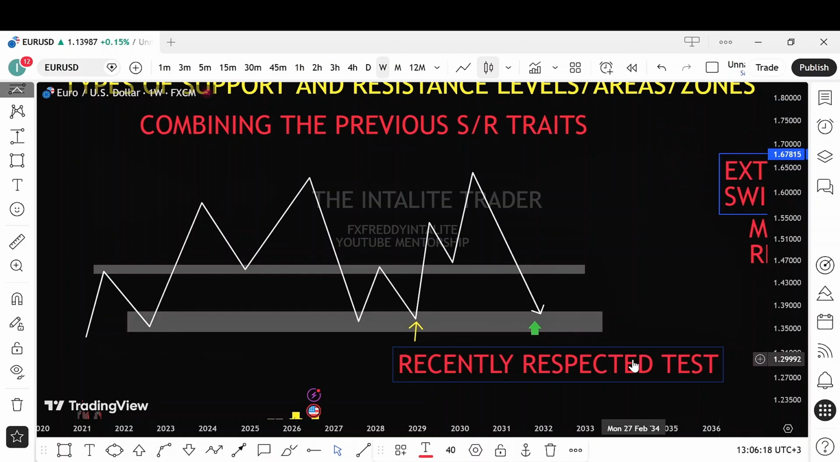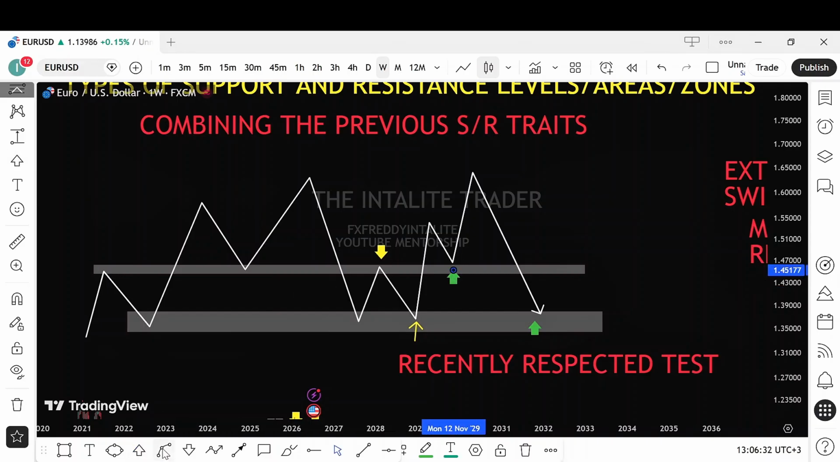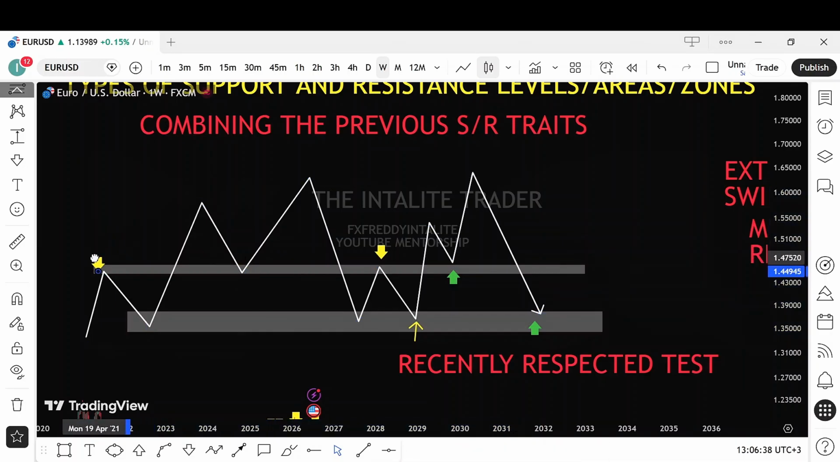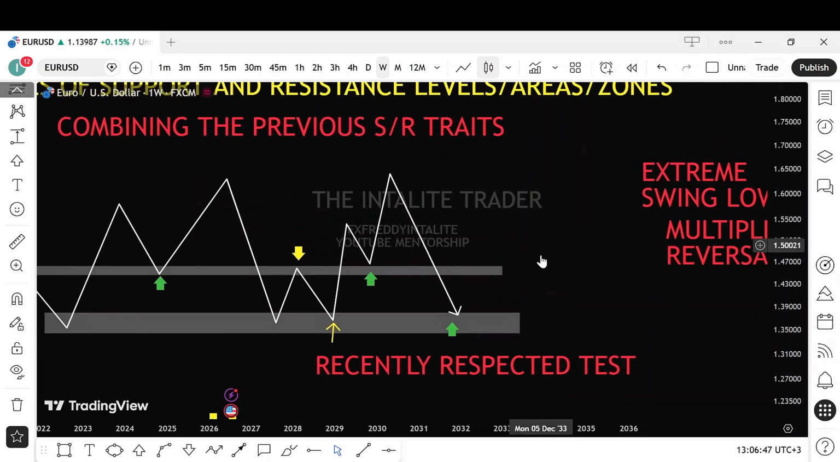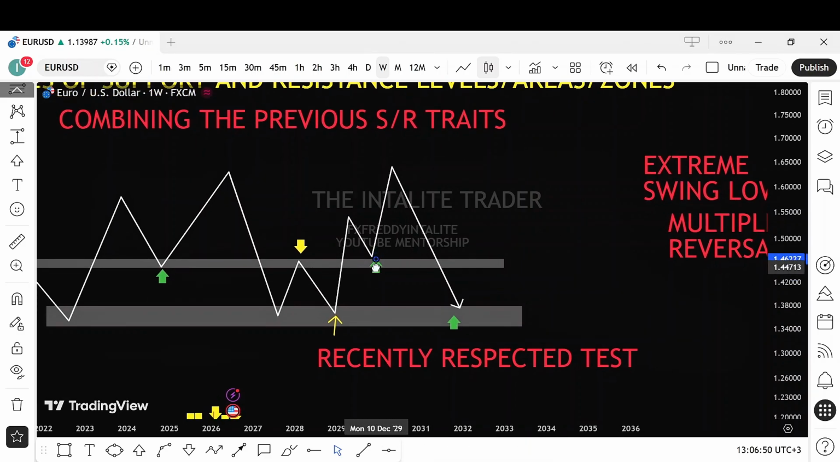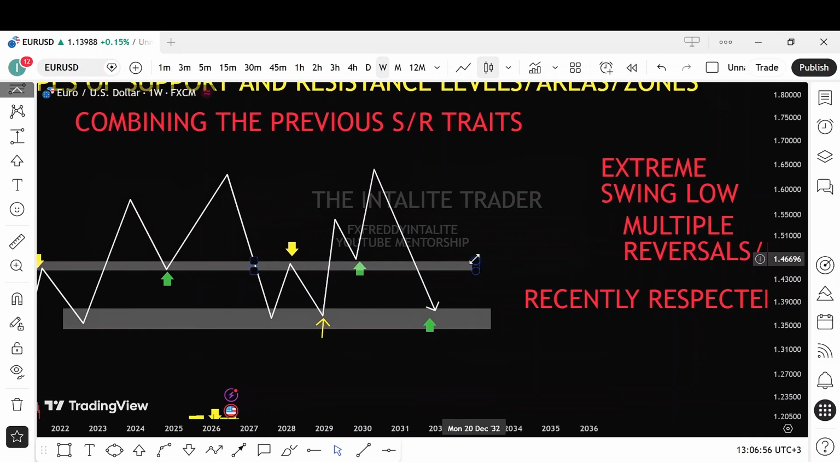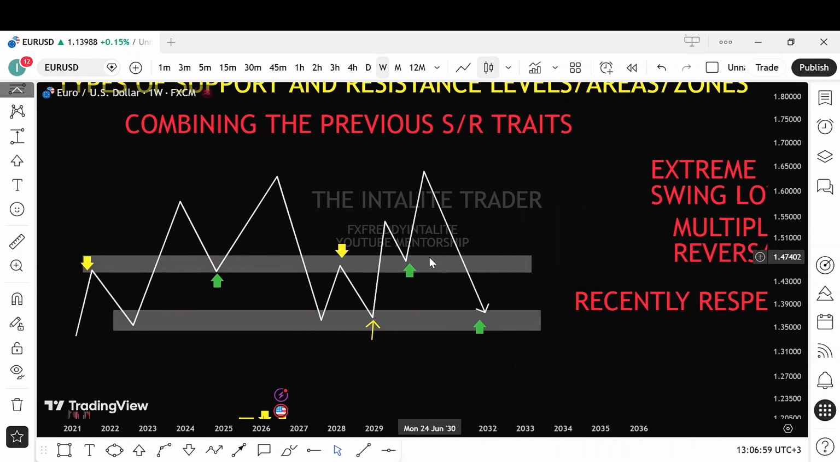If we look at this level here in the middle, we can say the level has been recently respected here. It has multiple touches, bounces, and reversals, just as you can see. Price reacted here, it again reacted here, it again reacted at this price level, and it reacted on the left. So this gives it multiple reversals, bounces, and reactions. We also have it being recently respected here. Then the other thing we can say is that it has acted as both support and resistance.